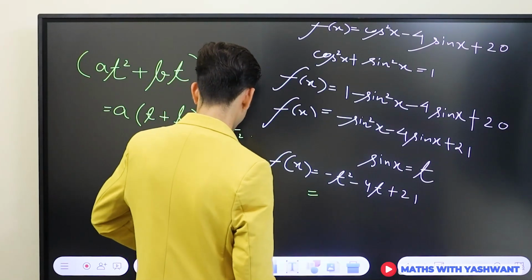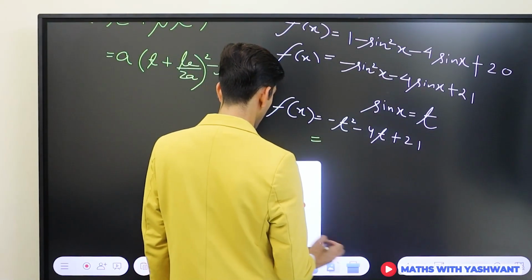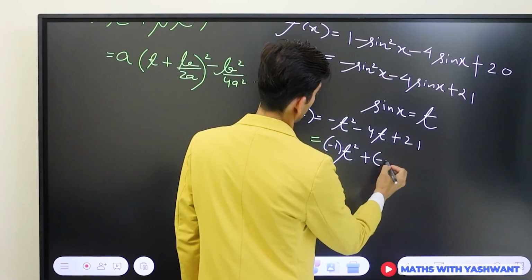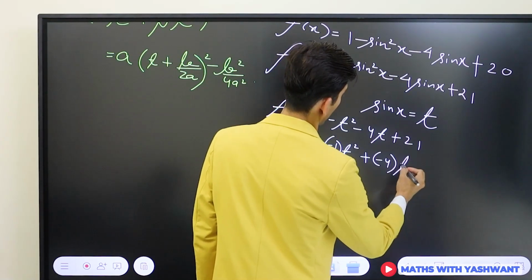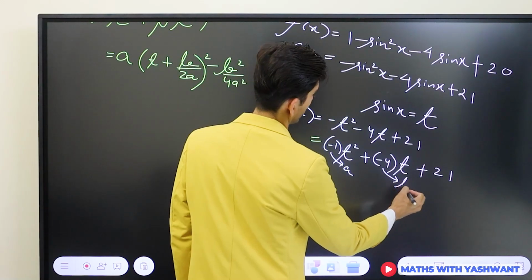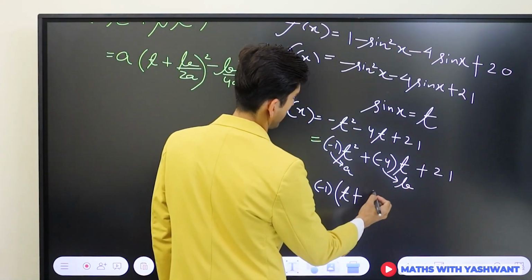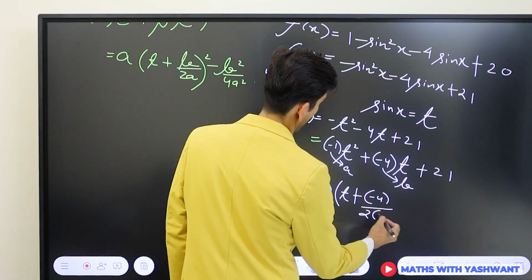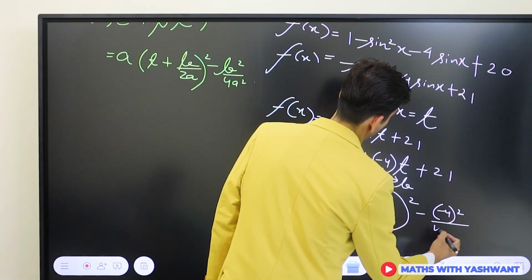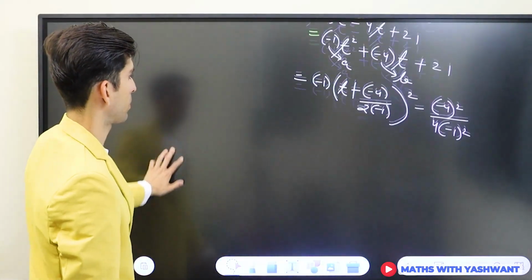So for this situation, negative t square can be further written as negative 1 t square, and negative 4t we can write as plus and minus 4t, plus 21. So the value of a is negative 1 and the value of b is negative 4. So a times (t plus b by 2a) whole square minus b square upon 4a. Okay, and we simplify it.